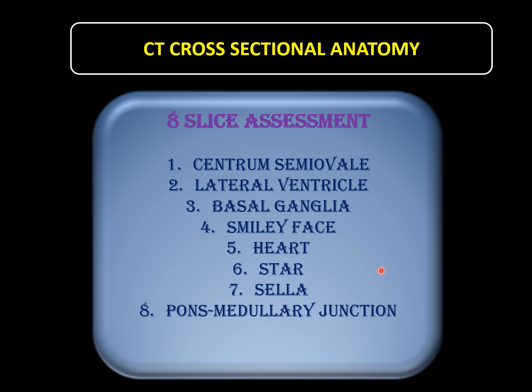These are the 8 slices in which important structures are more crowded or more prominent, namely the centrum semiovale, lateral ventricle, basal ganglia. There's a smiley face section of the brain, there's a heart in the brain, there's a star, and there is a cellar section and the pontomedullary junction. We'll see what these are.